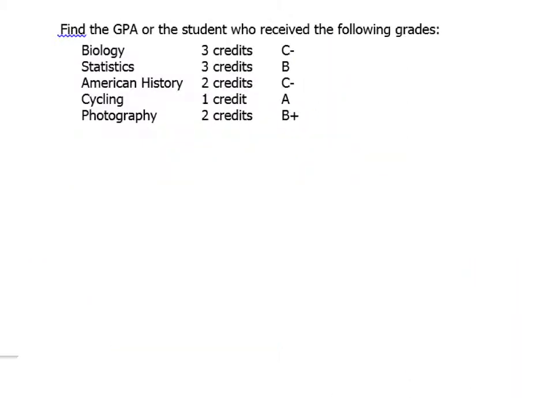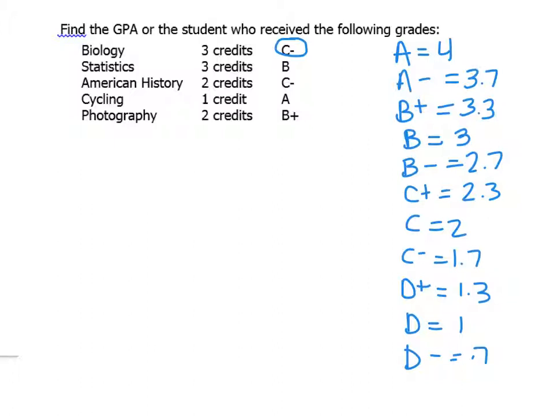Okay, so if you take a look at this example, I'm going to reference the previous page just to get our scores. Okay, so first of all, they earned a C minus. All right, so what I did is I transferred the correlation of the point values to each grade on this page so that we could see it. So if you take a look at biology here, a C minus is going to be worth 1.7.